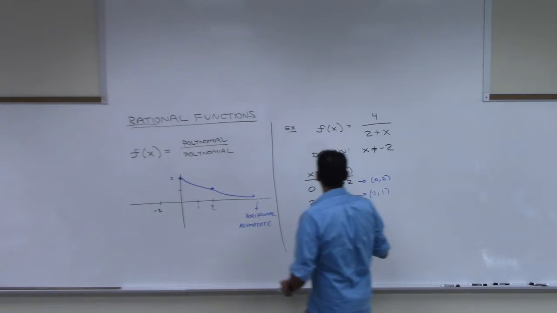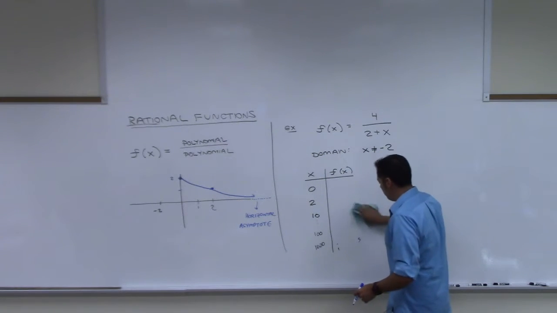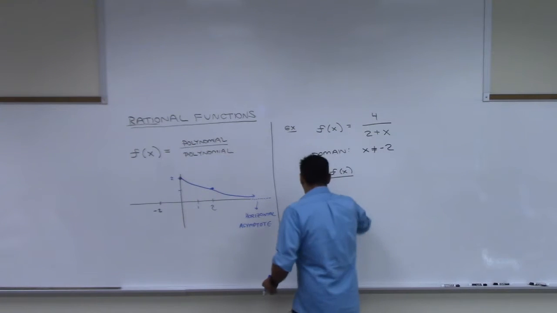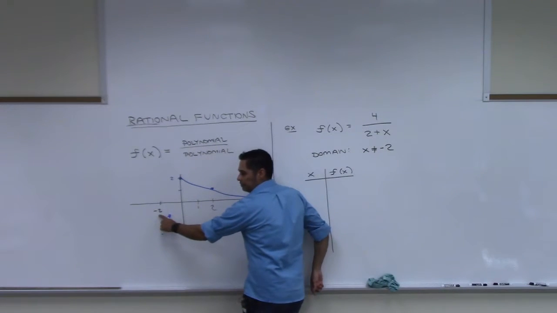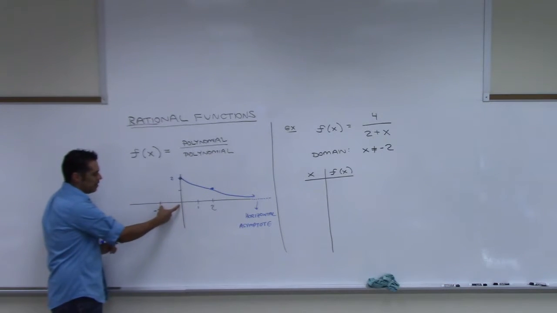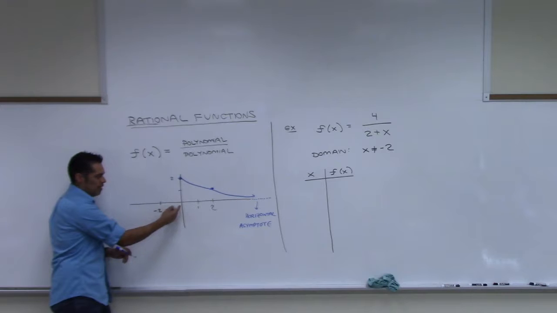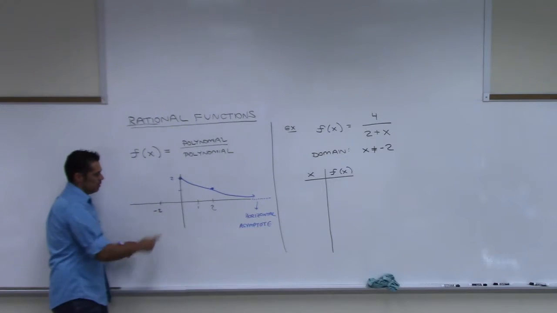Let's see what happens. So what I'm going to do is clear this out, and let's pick some other values. I can't plug in -2, right? I'm not allowed to do that. So I'm kind of curious what happens in between here. What's a number I could pick right here? Somewhere in here. -1, right?